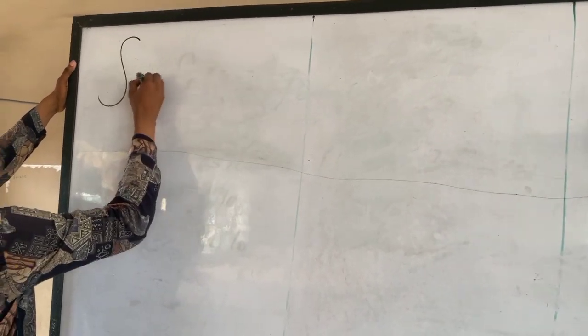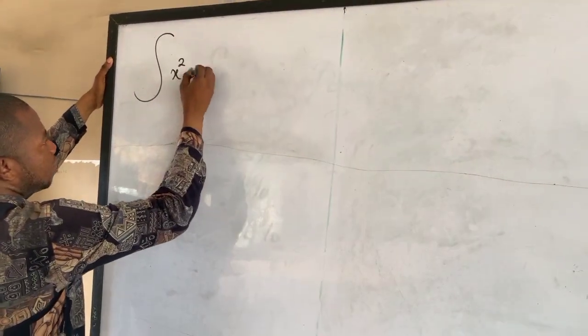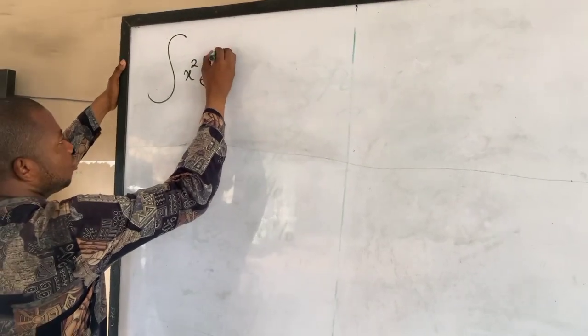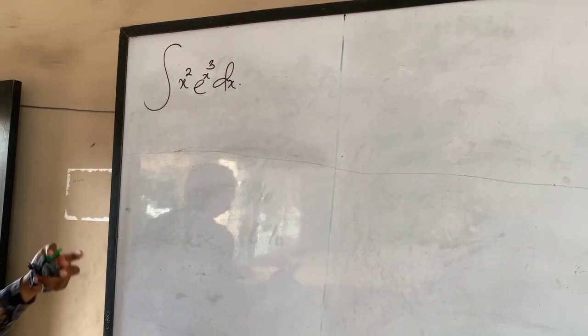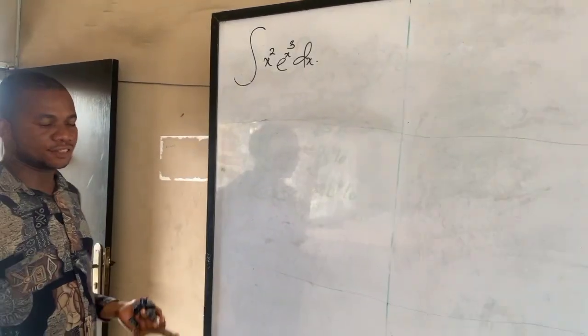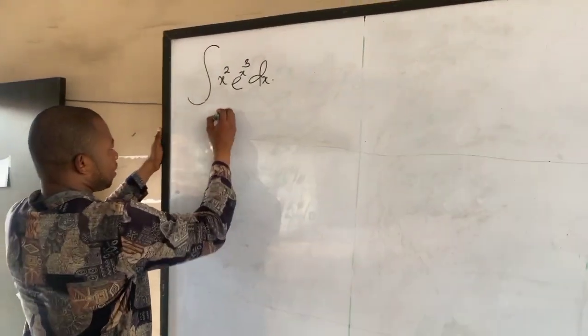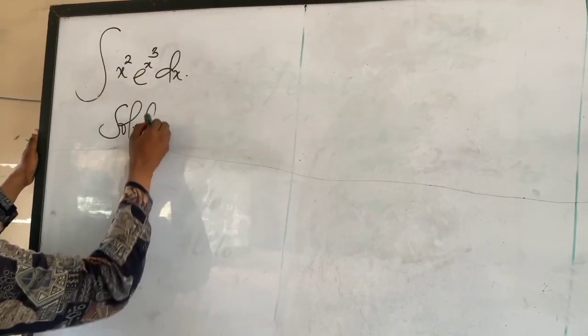Integral x squared exponent x cubed, dx. Once you see this kind of equation, they're indirectly telling you to integrate this function. Okay, and it's very simple. First thing first is what?